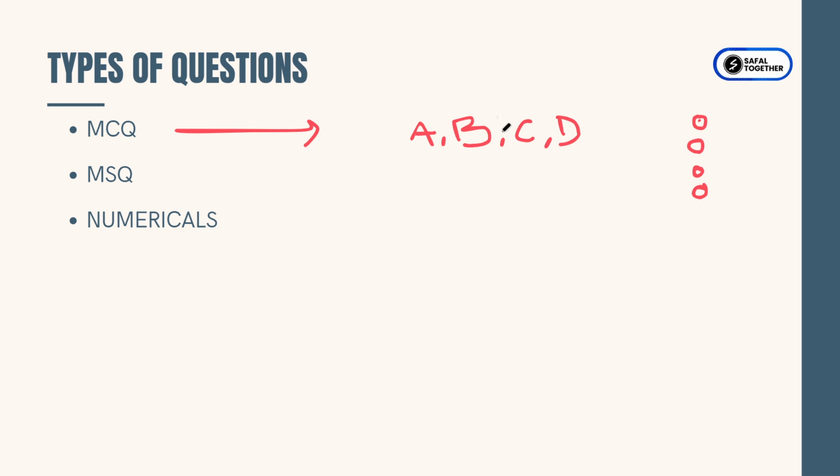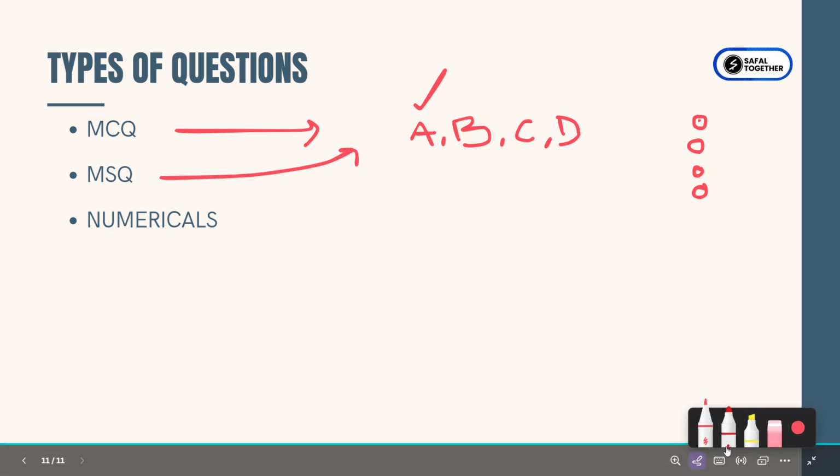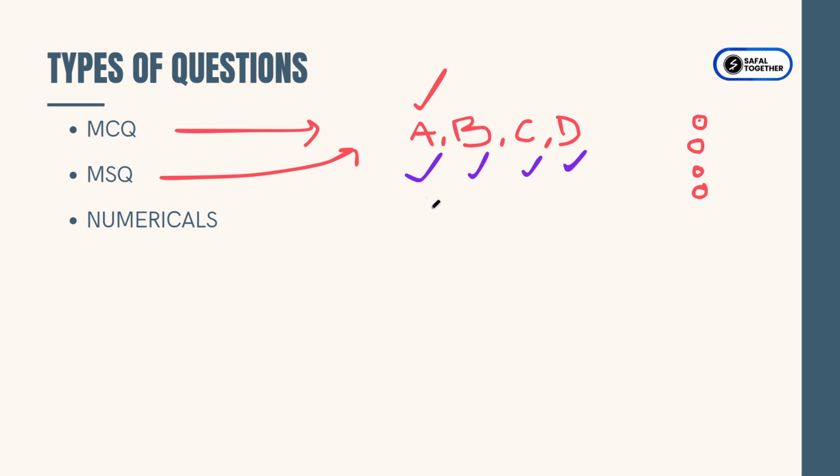Your multiple choice question is where you select one, whereas your MSQ, or multiple select question, is where you can select multiple. This could be one option, 2 options, 3 options, or it could be 4 options. So this is any one.